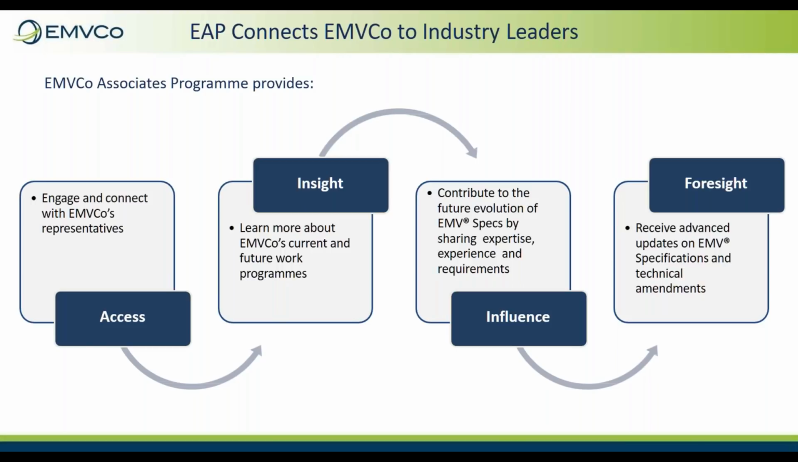It gives you influence. The way that EMVCo decides what our next specification will be is we sit down with our associates and we have roadmap discussions. We ask them what they think needs to happen. Where's the opportunity for global specifications? And that's how we come up with our roadmap. And then, of course, it gives you foresight. If you're engaging with us, you know what's on our roadmap, you know what's coming, and you know what the global payments industry thinks is needed for the future.